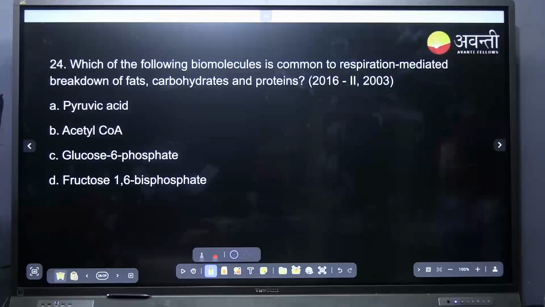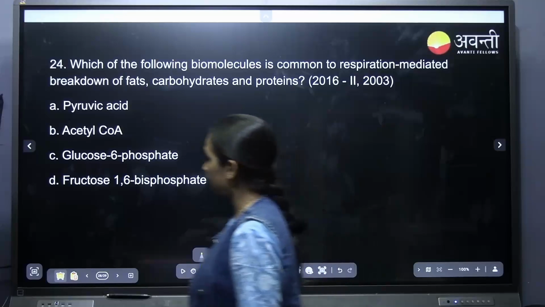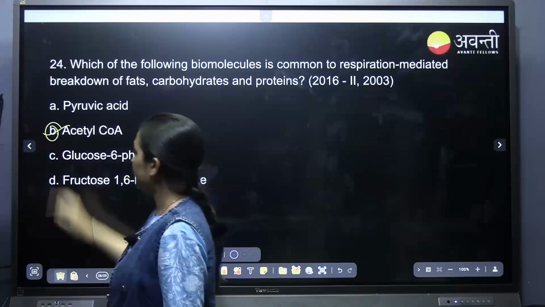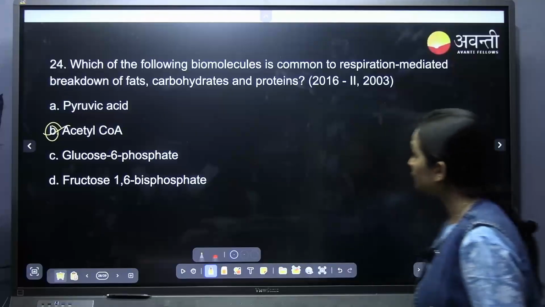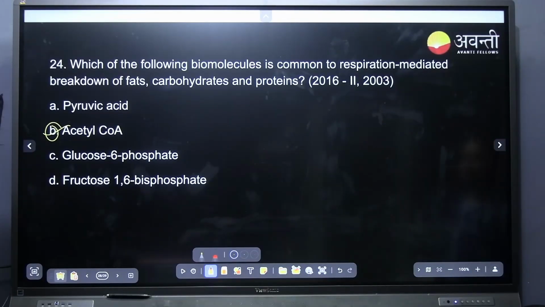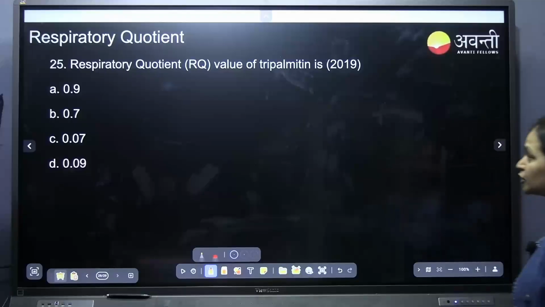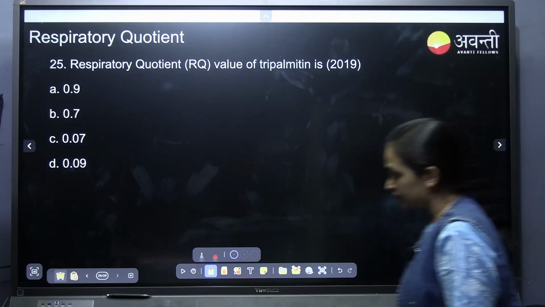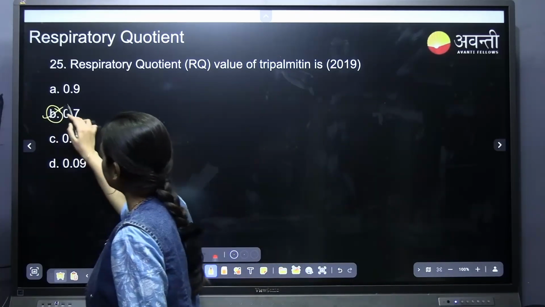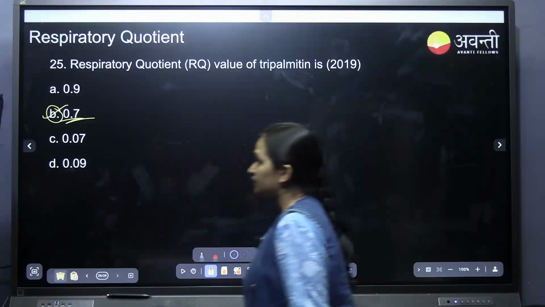Which of the following biomolecules is common in the respiration mediated breakdown of fats, carbohydrates and proteins? That is the linking molecule we have been discussing from the starting of the lesson, that is acetyl CoA. Easy. Respiratory quotient value of tripalmitin is a direct NCERT question, that is 0.4, sorry, 0.7. 0.7 is the correct answer.